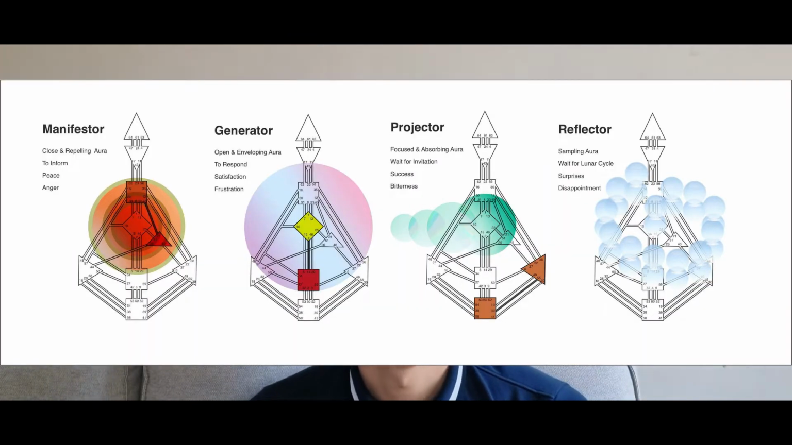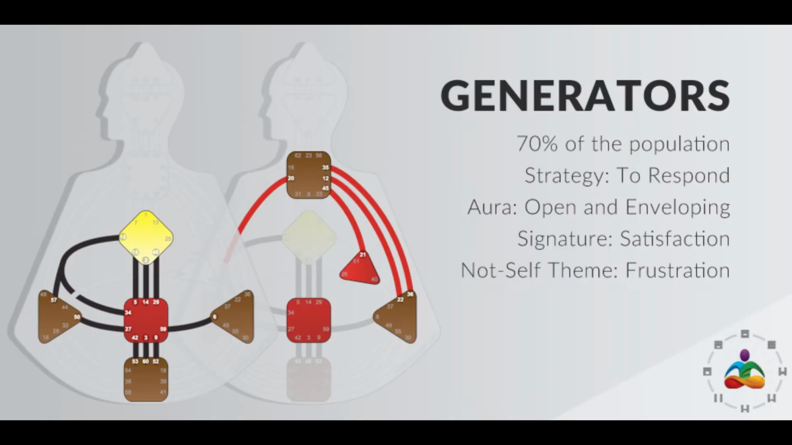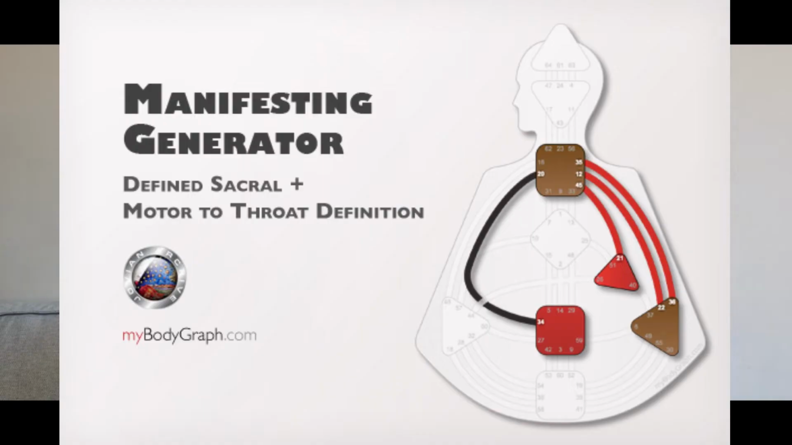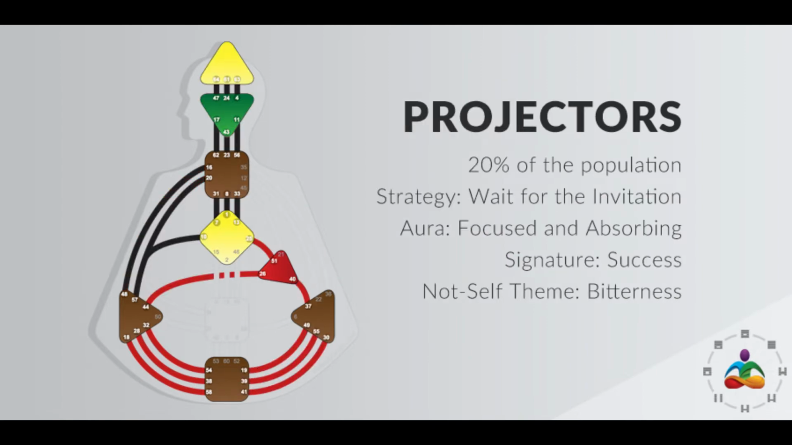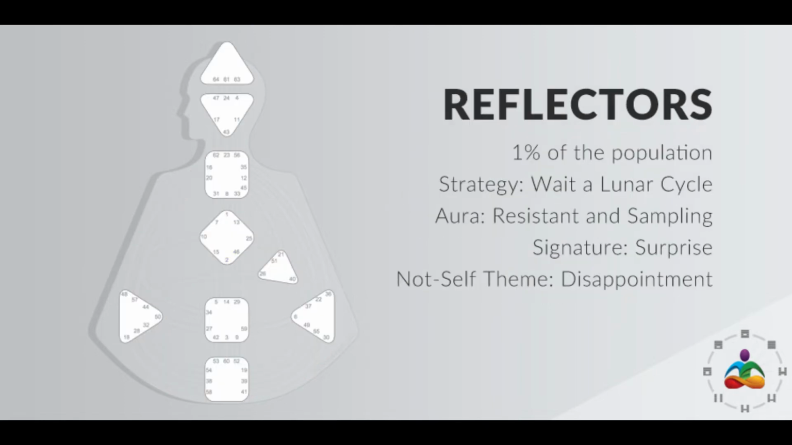For those who are new to human design or have yet to pull your body graph chart, there are 4 types of human design auras. The first group is the generators, which also includes manifesting generators, a variation of the generator type. We also have the manifestors, then the projectors, and lastly the reflectors. So there are 4 groups of aura types.